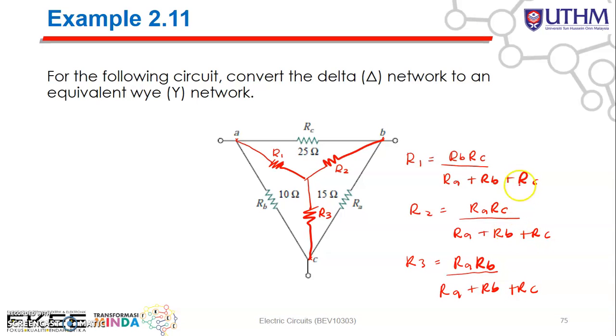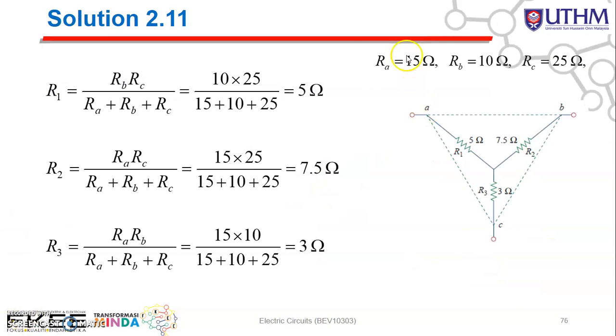Once you get the formula, you can just substitute the values of RA, RB and RC. From the question, RA is given by 15 ohm, RB is 10 ohm and RC is 25 ohm. So you just substitute into the formula. RB RC is 10 multiplied by 25, and RA plus RB plus RC is 15 plus 10 plus 25, and finally you get R1 equal to 5 ohm.